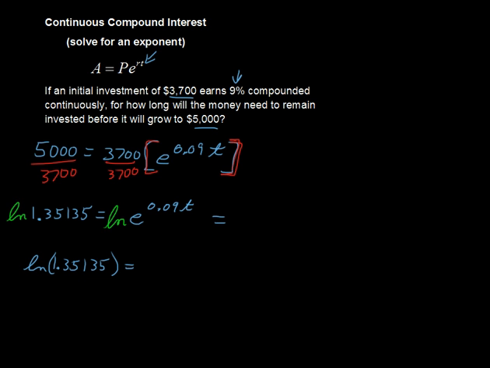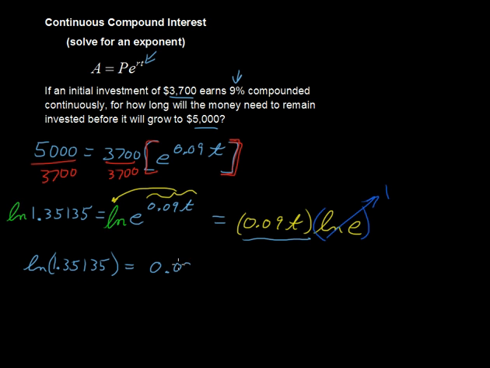This natural log of e to a power, or the log of something to a power, lets us take that exponent and move it out front. So this is 0.09t times the natural log of e. And furthermore, the reason we did the natural log is the natural log of e is just 1. You can type that into your calculator to test it. So what we're left with here is just this part right here, the 0.09t. Now all we have to do is divide each side by 0.09.